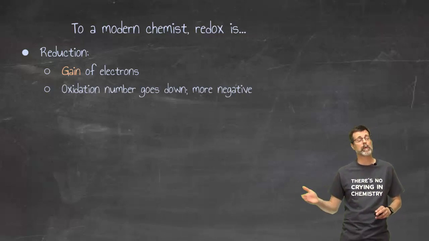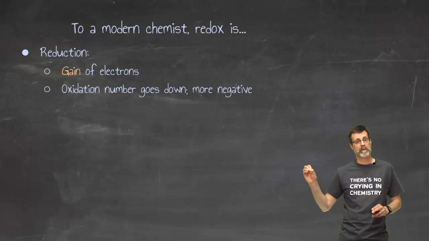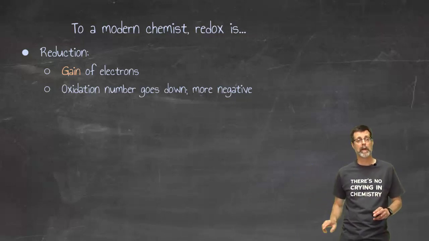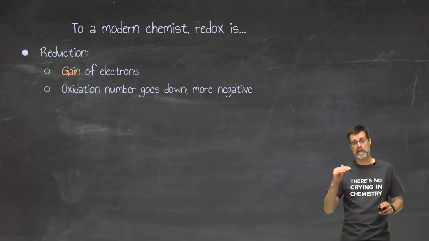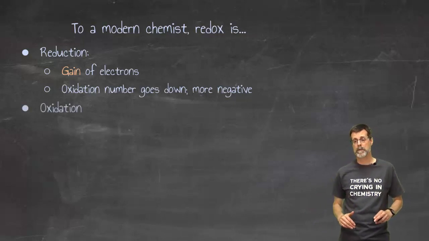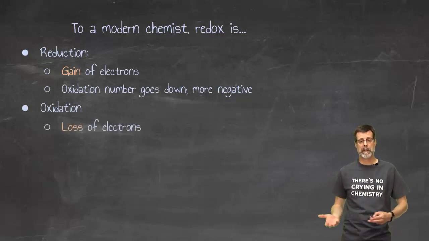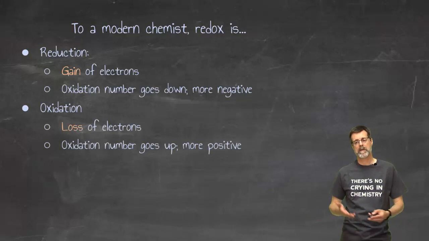So for example, chlorine gained electrons, and its number, its ionic charge, went from 0 down to -1. That's the reduction part. It's a statement about its oxidation number or ionic charge. Oxidation then is obviously the opposite, where I'm losing electrons, and that's going to mean the oxidation number goes up.